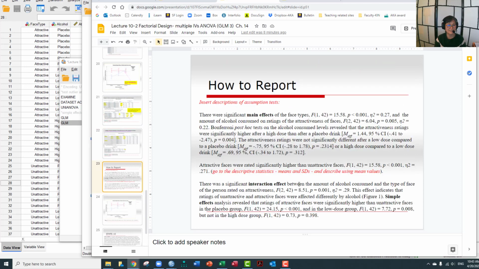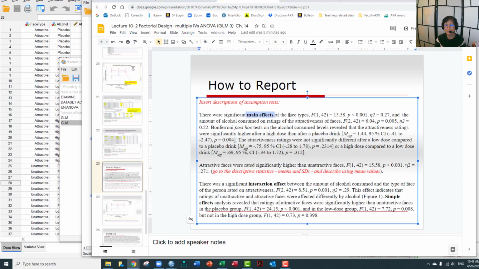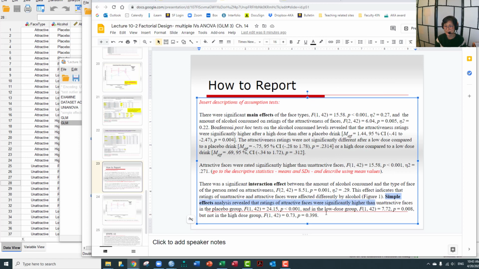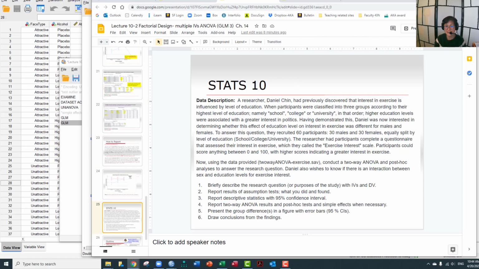How to report? A little bit complex, but some researchers start with the interaction effect. Here, in the example, I started with the main effect differences, face type differences, and then alcohol consumption level differences. Then I move on to the interaction effect right here. Then simple effect, the cell differences. And these are examples based on our data that we just played with. So match those numbers and see where I picked these numbers, all right? Then learn it from there and apply it to your statistics number 10.